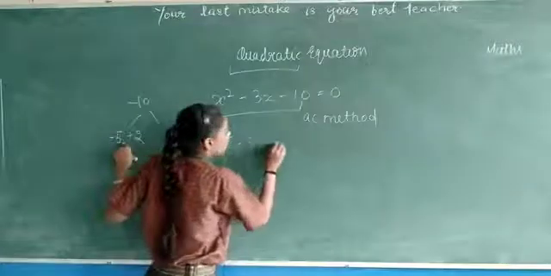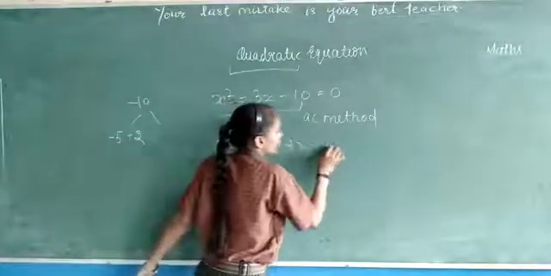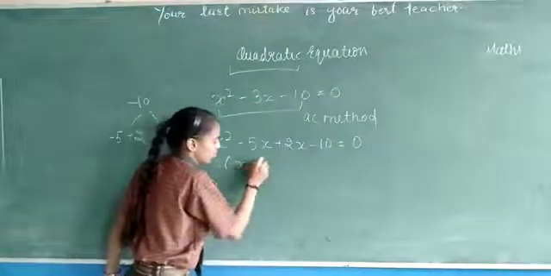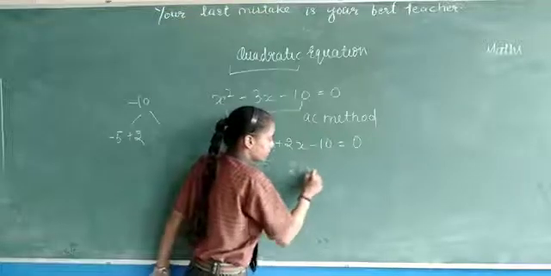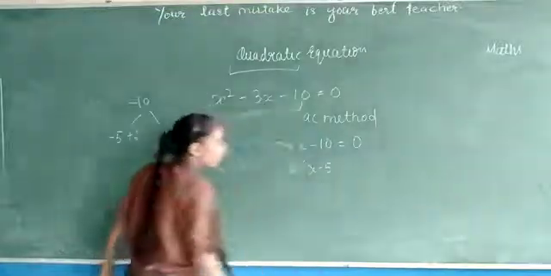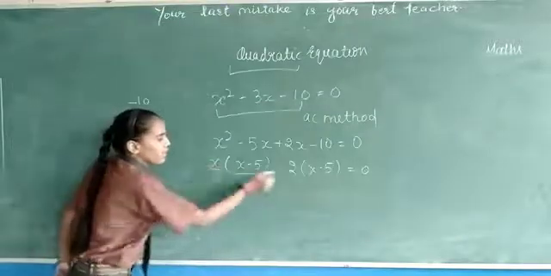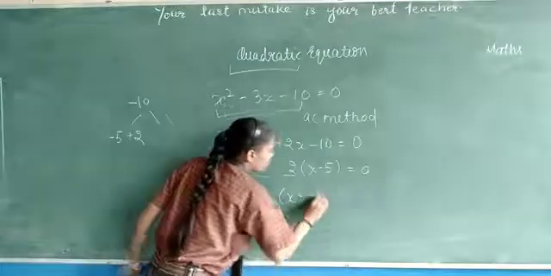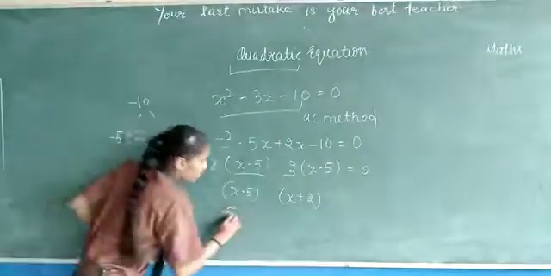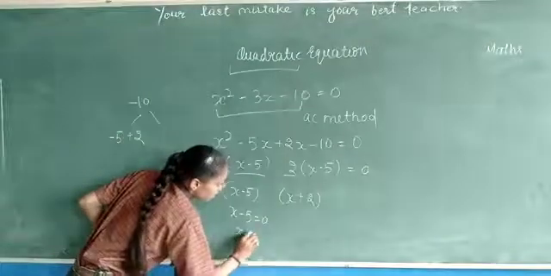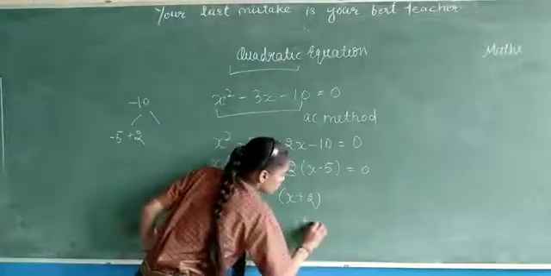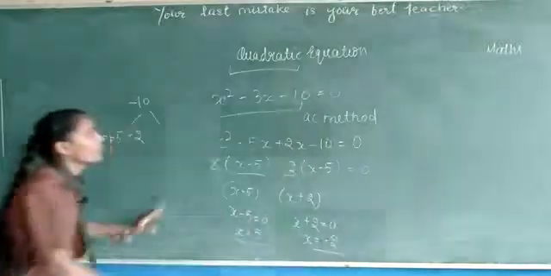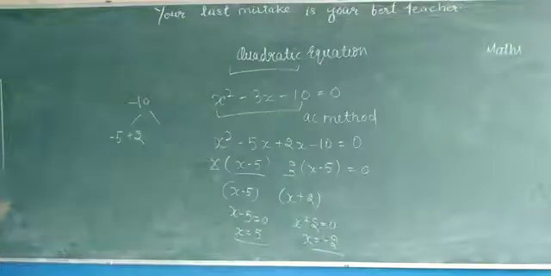x square minus 5x plus 2x minus 10 equal to 0. Now x is common in the first two terms and the remaining is x minus 5. Here 2 is common in the last two, remaining is x minus 5. One factor is x minus 5 and the other is x plus 2. When we put them equal to 0, x minus 5 equal to 0 gives x equal to positive 5, and x plus 2 equal to 0 gives x equal to minus 2. So friends, these are the roots of the quadratic equation with the help of the factorization method.